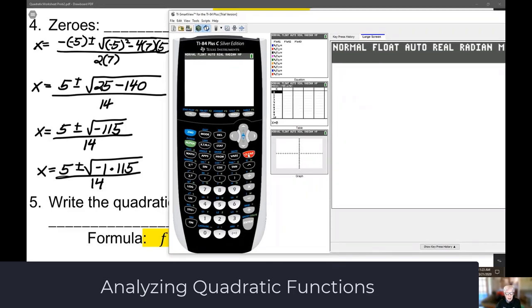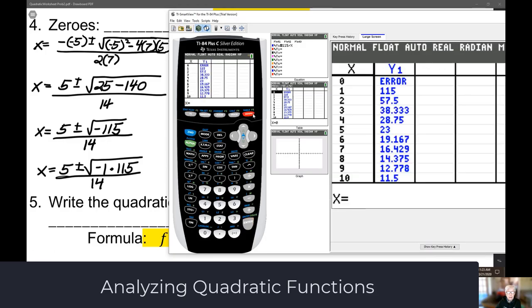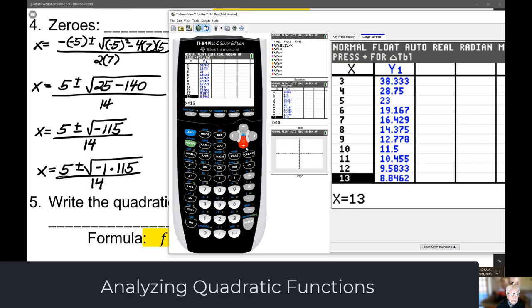Okay, now I want to break down 115. 115 divided by x, and the reason I'm doing this is I just want to make sure it hasn't got a perfect square in it. So I push second and then graph. So 1 times 115, 2 times 57.5, no, 5 times 23. No, doesn't look good, does it? I am going to hazard a guess that we do not have any perfect squares that are factors of 115.